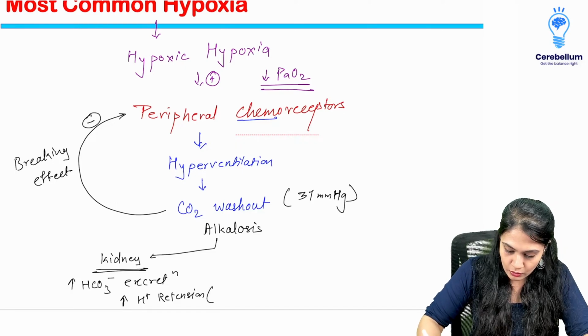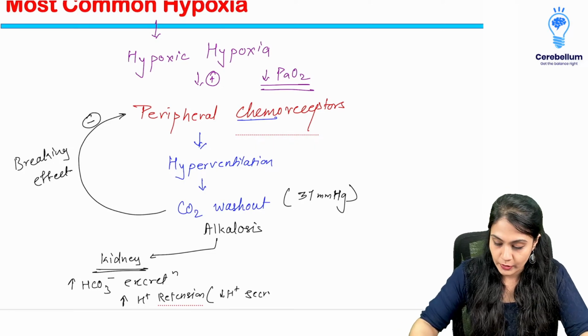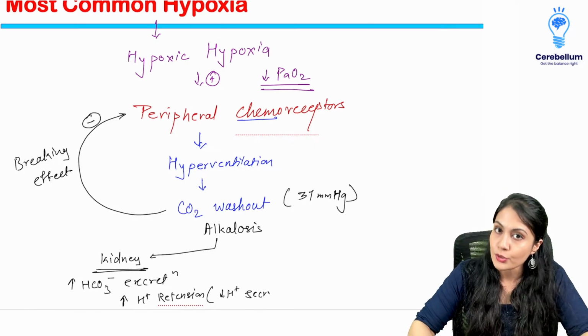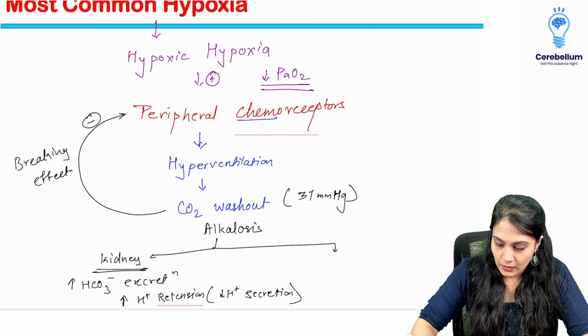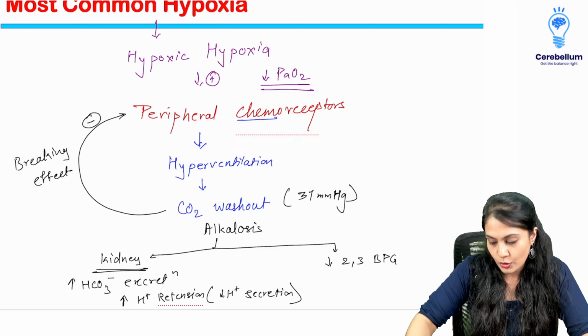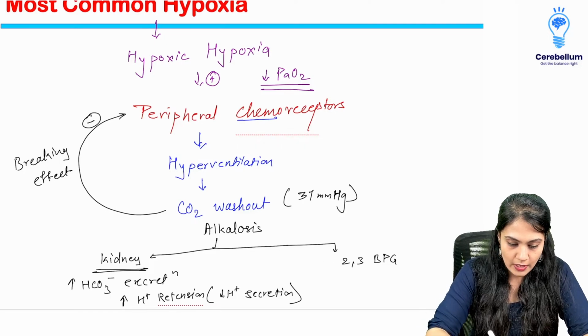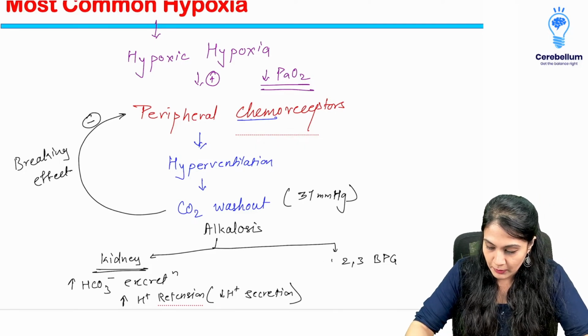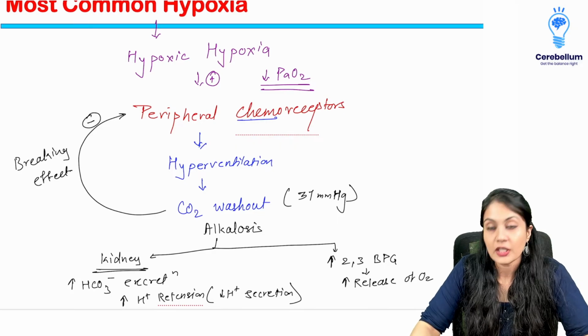and it will increase the H plus retention. That means I can also write it will decrease the H plus secretion from the renal tubules into the urine, right? So from the cells or from the blood into the tubule, secretion is going to be decreased. Not only that, the 2,3-DPG or BPG is going to be increased, which will lead to the increased release of oxygen from the hemoglobin towards the tissue.